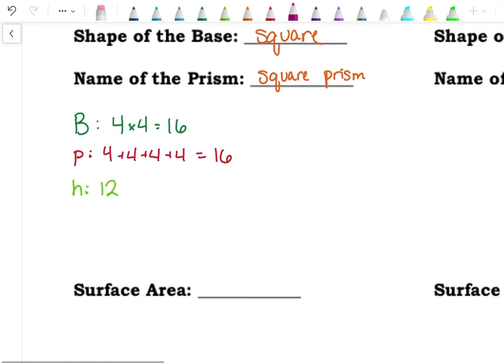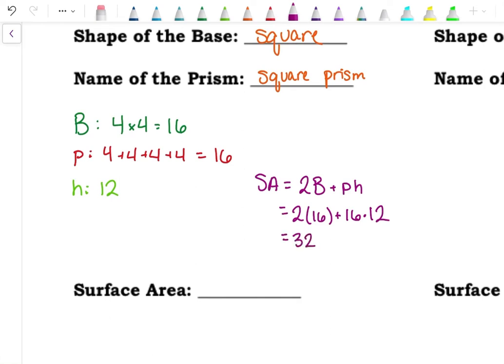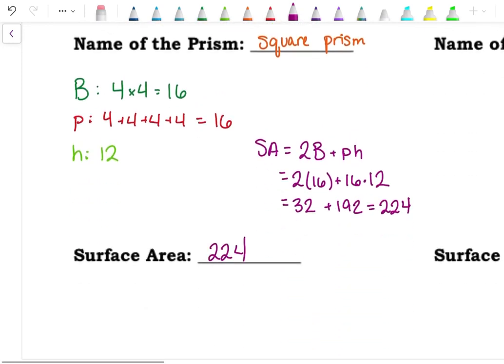So to find my surface area, surface area is equal to 2 times the base area plus the perimeter times the height. So 2 times 16 plus the perimeter 16 times the height 12. So let's put that in our calculator. 2 times 16 is 32 and 16 times 12 is 192. So adding those together, we get 224. So 224, and our units on this one are feet, so feet squared.